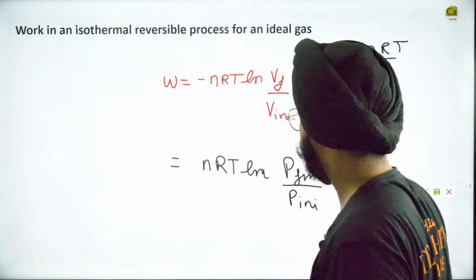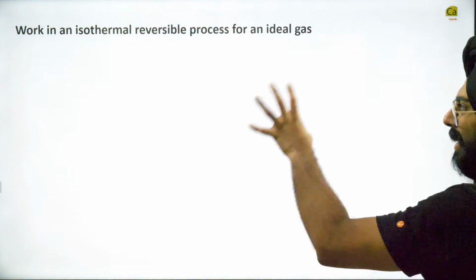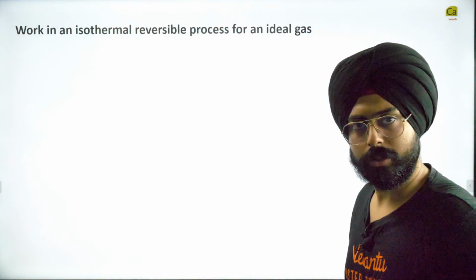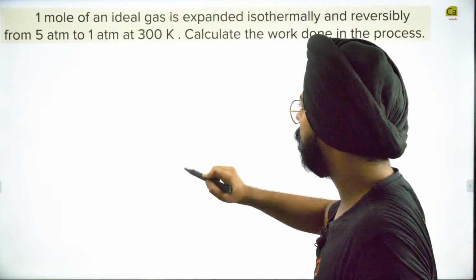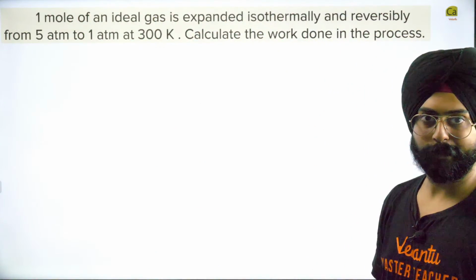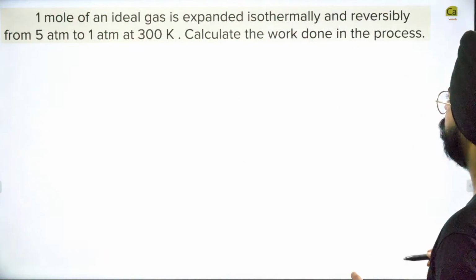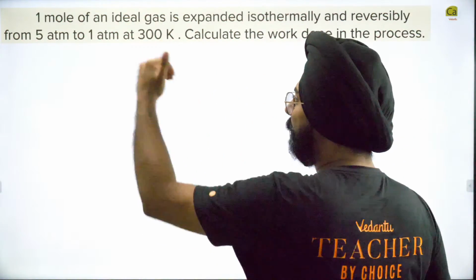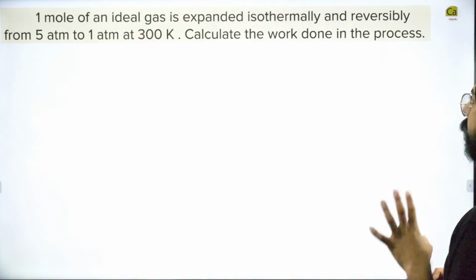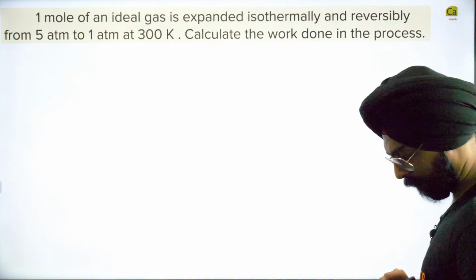Good job, people. Nice. So now, let us solve some questions using these formulas. अब formula किए हैं तो question तो solve करना बनता है ना. So this is one more question for you today. Yeah, today's class is full of questions only. 1 mole of an ideal gas is expanded isothermally and reversibly from 5 atm to 1 atm at 300 Kelvin. Calculate the work done in the entire process.